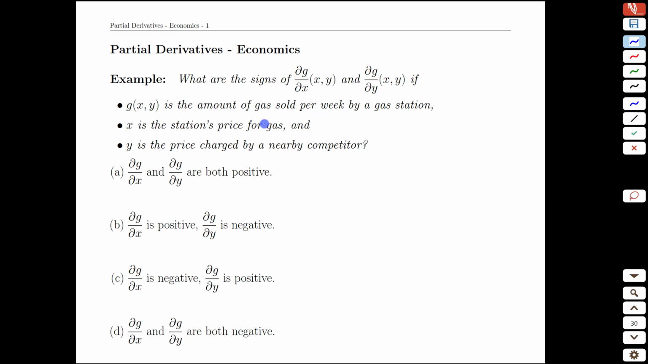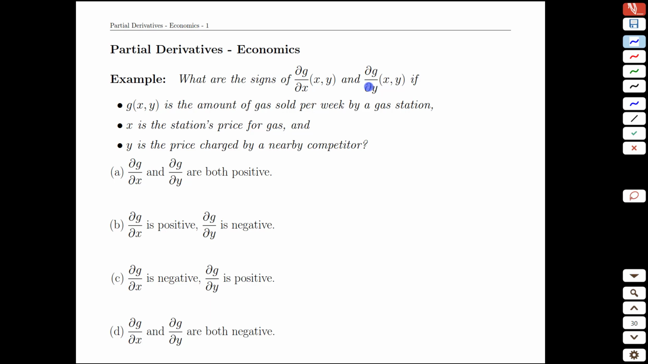In this video, we're going to explore how we would interpret derivatives, and specifically partial derivatives, when we have a function of multiple variables in an application context. We're going to start with an economics example. Imagine G is the amount of gas sold per week by a gas station, X is the price charged at your current gas station for the gas, and Y is the price charged by a competitor. Imagine what these partial derivatives would have in terms of their sign.